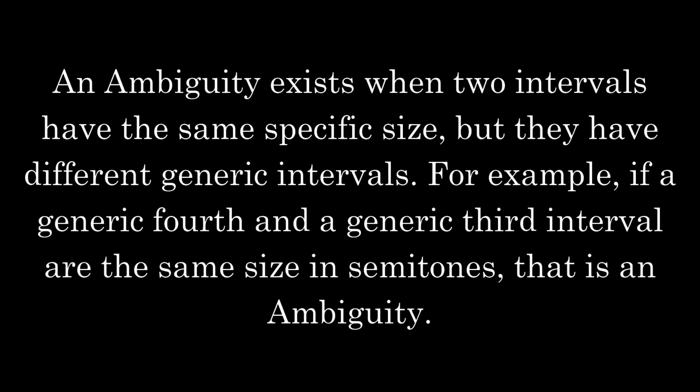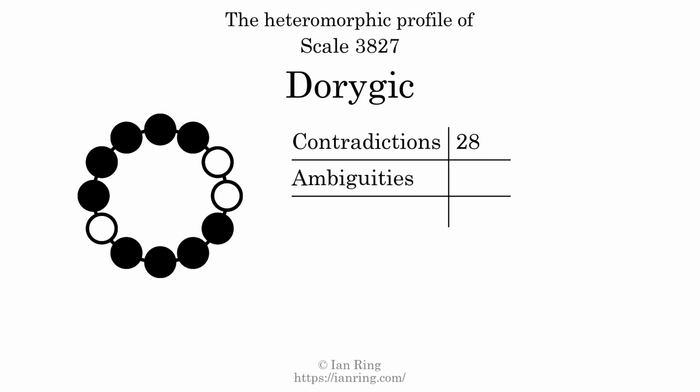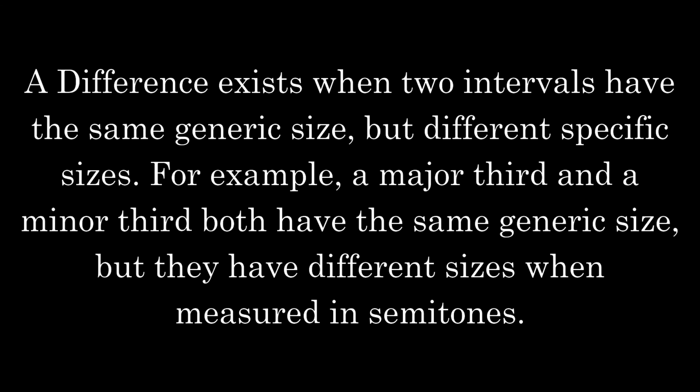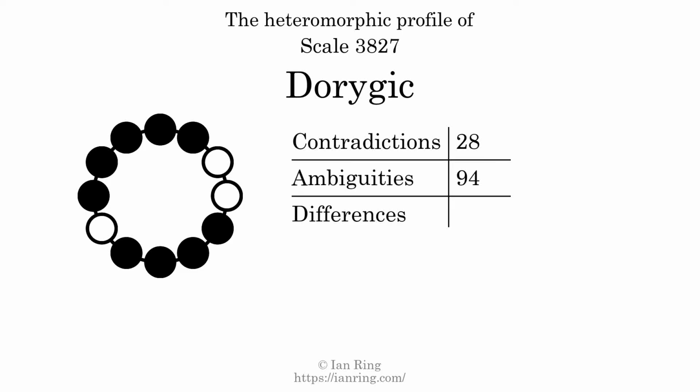An ambiguity exists when 2 intervals have the same specific size, but they have different generic intervals. For example, if a generic fourth and a generic third interval are the same size in semitones, that is an ambiguity. The number of ambiguities in this scale is 94. A difference exists when two intervals have the same generic size, but different specific sizes. For example, a major third and a minor third both have the same generic size, but they have different sizes when measured in semitones. The number of differences in this scale is 180.